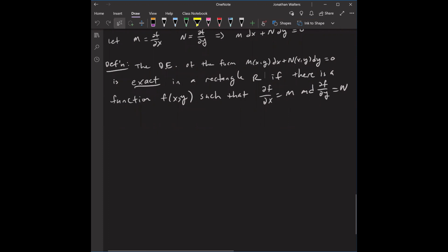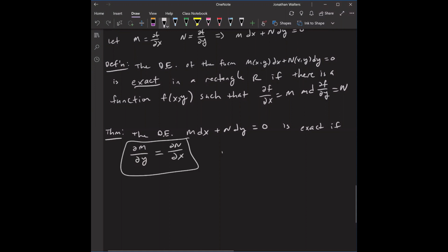Well, by Clairaut's theorem, the differential equation M dx plus N dy equals 0 is exact if partial M partial y equals partial N partial x. So that's a test for exactness. We can figure out whether or not a differential equation is exact if these are satisfied. If they are satisfied, then we can find the function little f of x and y, set it equal to a constant, and get an implicit solution.